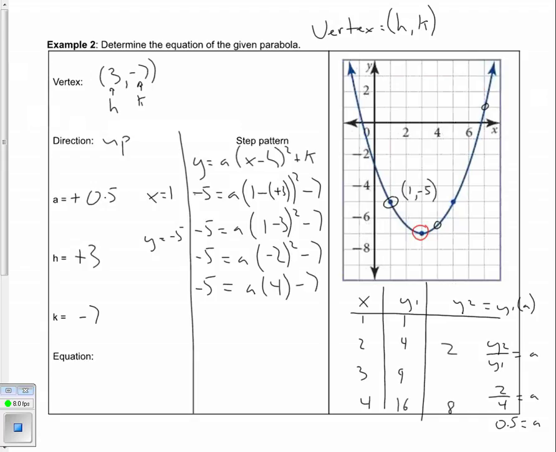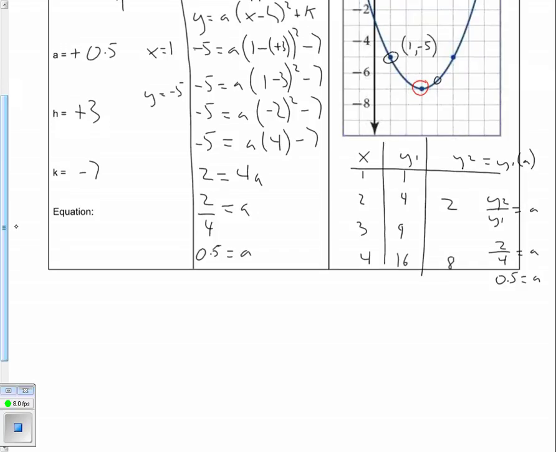So now we got to get this piece over. So we're going to add 7 to both sides. So that's going to give positive 2 is equal to 4a. A is equal to 2 divided by 4. A is equal to 0.5. Okay, so that's just a second way of doing it. Okay. So as we go through, we're now asked to figure out what the equation is.